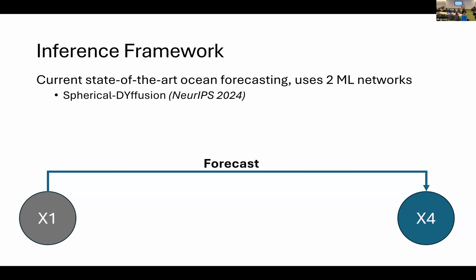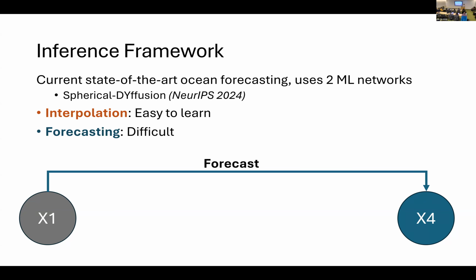So this method, Spherical Diffusion, was shown to be stable over a long period of time, which is why I chose it. And this method consists of training 2 separate models. So one is the interpolation model, which is given 2 frames as input, you try to predict an in-between frame. And the second model is the forecasting model, which given 1 frame as input, you try to predict a frame in the future. And interpolation is much easier to learn than forecasting. And what this model does is, as shown in this animation.